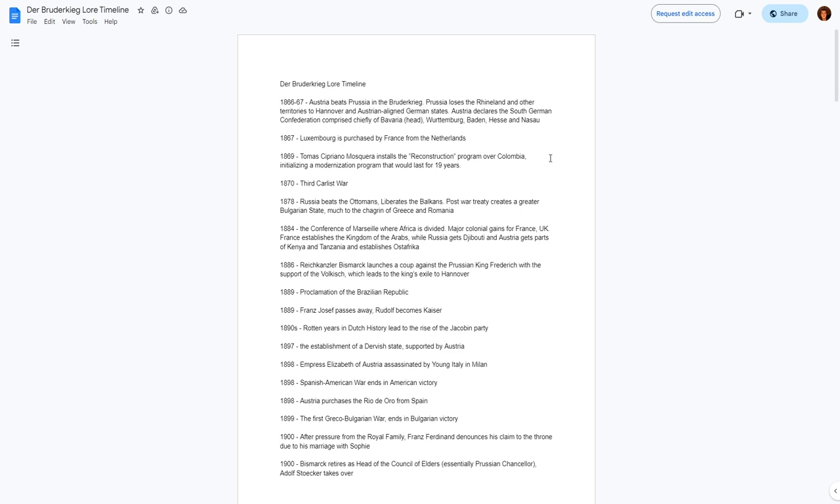1878, Russia beats the Ottomans, liberates the Balkans. The post-war treaty creates a greater Bulgarian state, much to the chagrin of Greece and Romania, and Serbia, and Britain, and France, because none of them wanted it, as well as obviously the Ottomans. 1884, the Conference of Marseille, where Africa is divided. Major colonial gains for France and the UK. France establishes the Kingdom of the Arabs, while Russia gets Djibouti. Oh, I wonder if we'll see the Cossacks there. And Austria gets parts of Kenya and Tanzania and establishes East Africa.